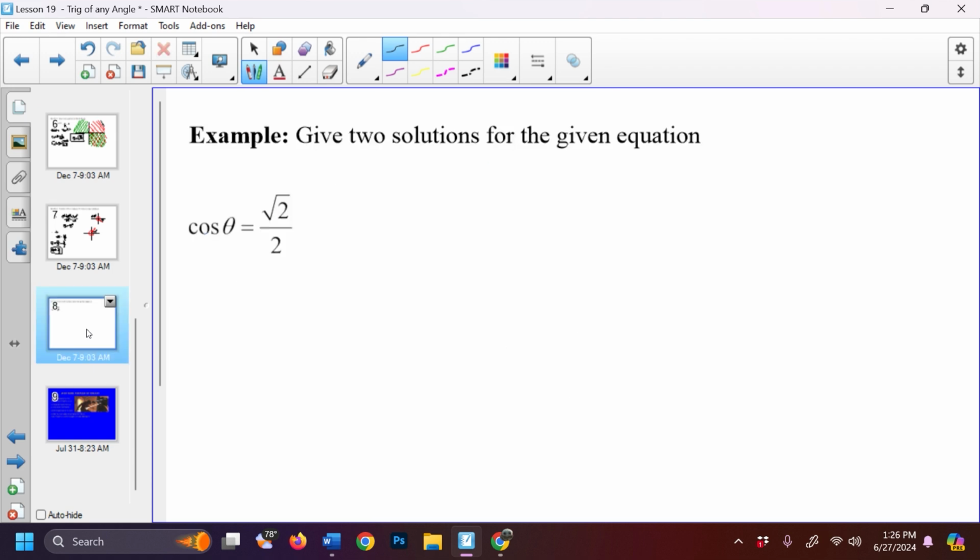So I'll come down here and I will say that theta is equal to pi over 4 and 7 pi over 4, and there are infinite number of solutions to this problem, and you can get them by adding multiples of 2 pi to both of these.